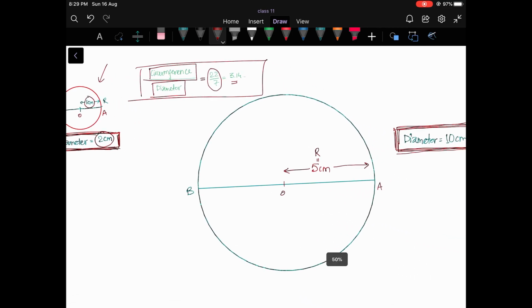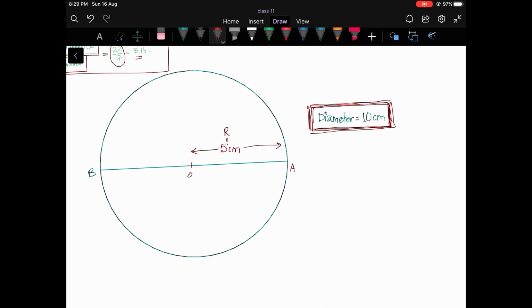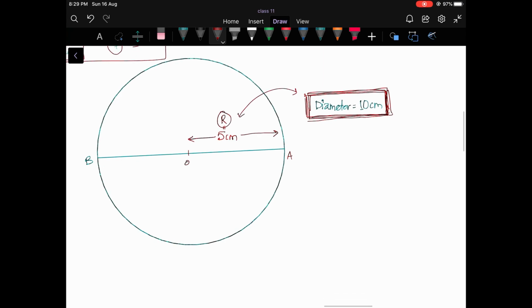Now, even if I take a much bigger circle, where we have a radius of 5 centimeters and a diameter of 10 centimeters, again if I calculate the ratio of the circumference of this circle to its diameter, I am again going to get a number that is 22/7, and this number is what we call pi.